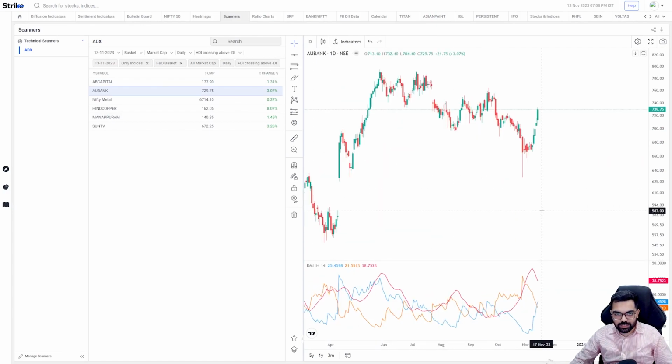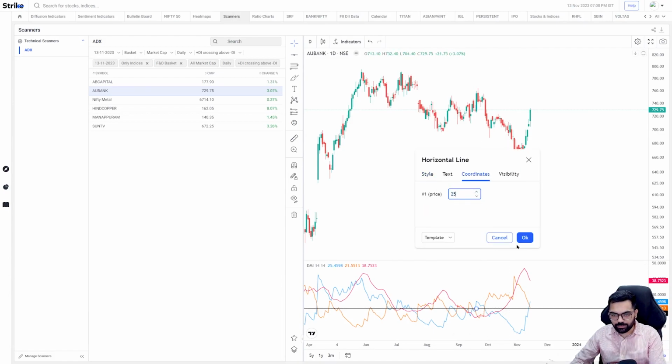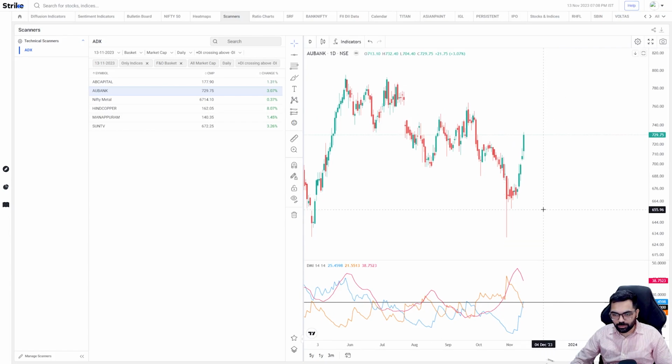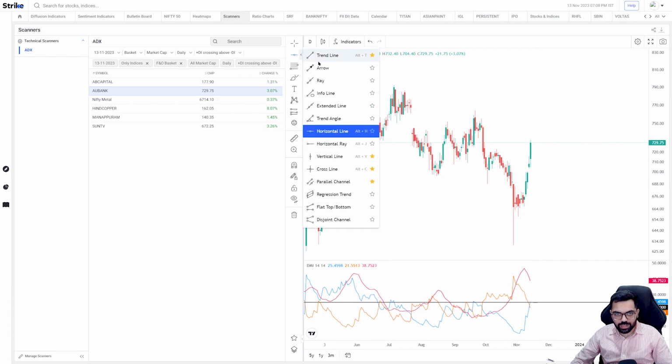So let's see other examples. This is a chart of AU Bank. Here you can see that the positive directional index has crossed above the negative one after a span of almost more than 1 month, and the ADX value is at 38, which is considerably above 25. So let me draw the 25 line. What this means is that the trend is breaking towards the upside and the strength is also strong.